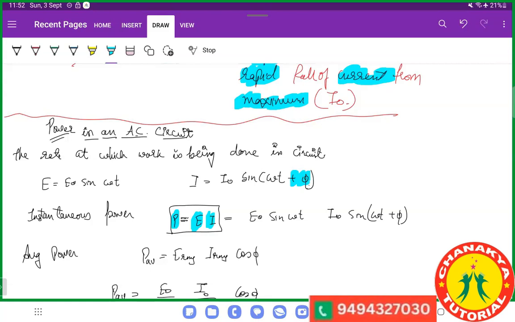Let it be any. So it can be inductive circuit, R circuit or L circuit or C circuit or RLC circuit, whatever. So that is the reason we are taking as plus phi. So we have here I naught sin(omega t plus phi), E naught sin(omega t).